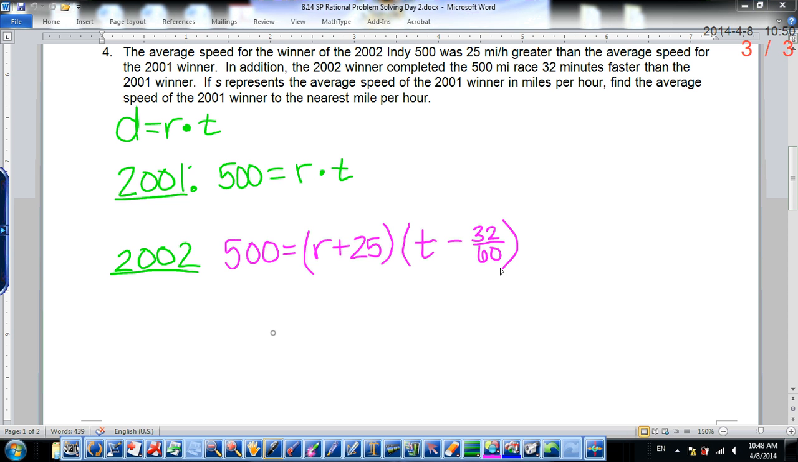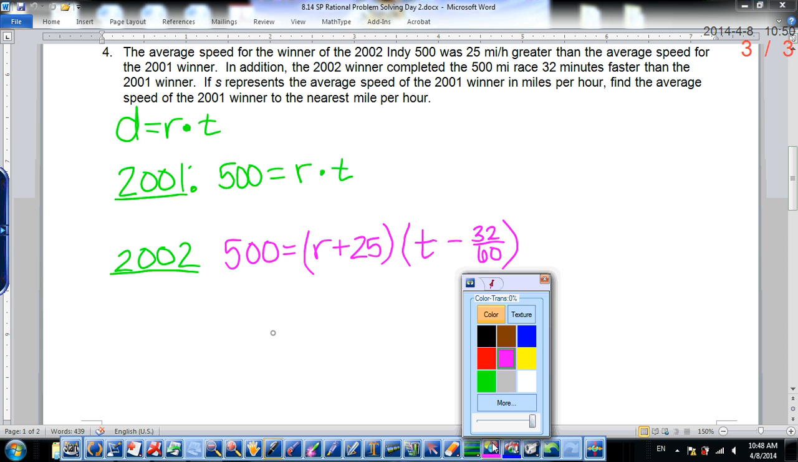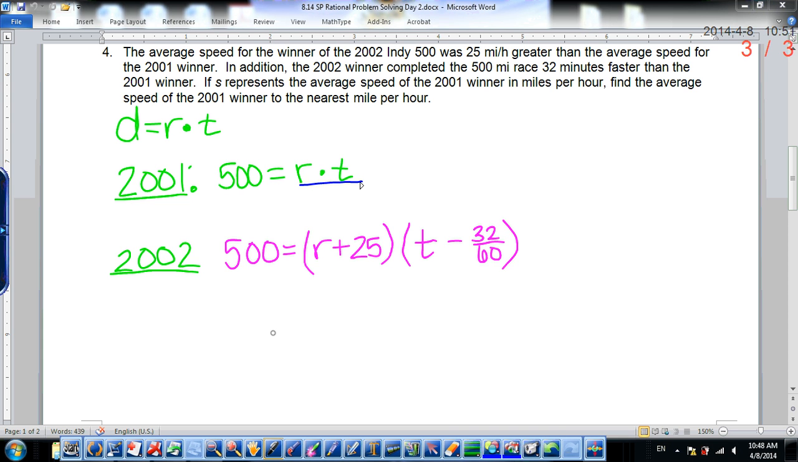Why do I have to put it over 60? Good. Our speed is in miles per hour, right? So if I put 32, that's implying 32 hours. Everyone okay with that? Okay. Because I had the same distance, do you see that I would want to set these equal to each other? But do you see that if I set these equal to each other, I would end up with both variables on both sides? Okay, that's a problem, right? We're going to hit a pretty sticky situation there.